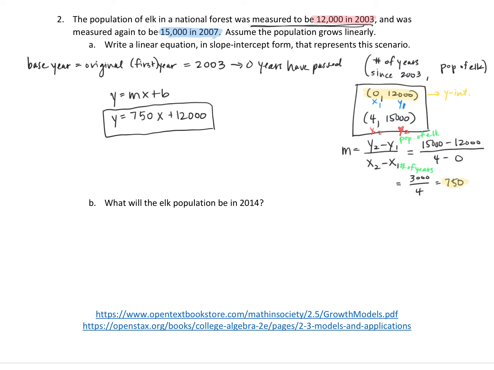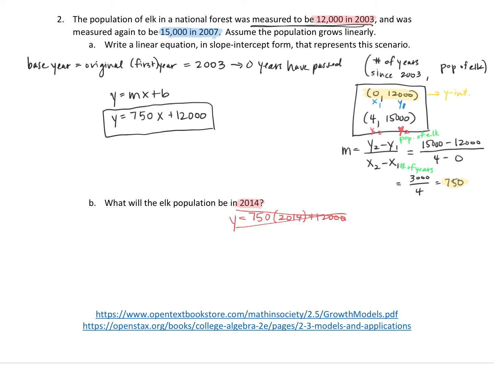But be careful here because a lot of times students will just take the 2014 and they're like, oh, there it is. And so what they do is they just say Y equals 750 times 2014 plus 12,000. And hopefully you see the fallacy, right? The error here. The error is that X is not the year. X is the number of years since 2003. So this is not correct. It's going to give you a crazy large number.